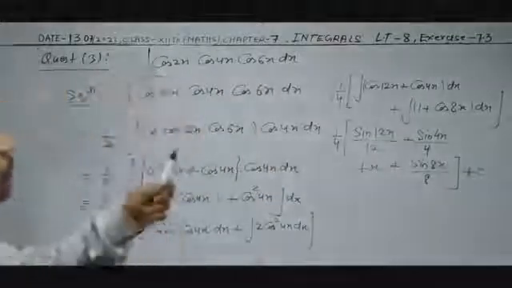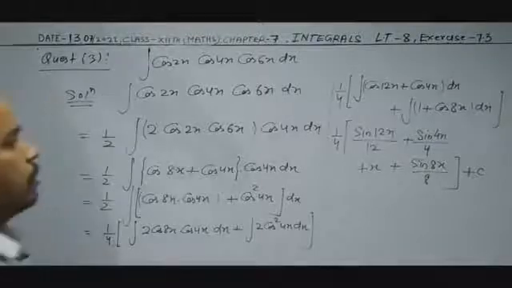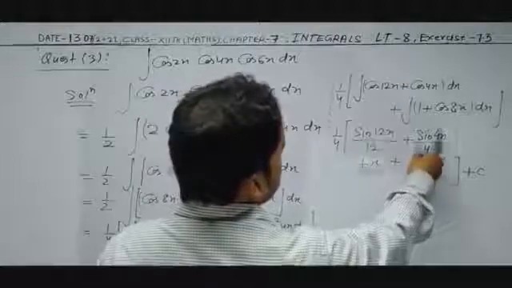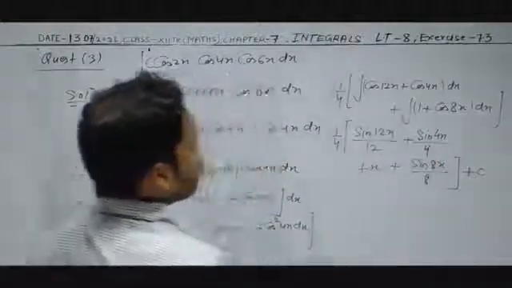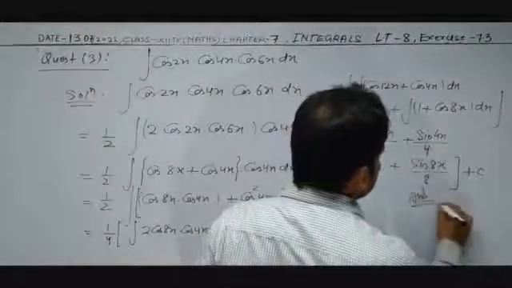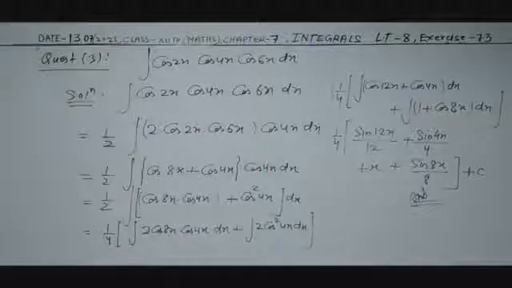Now multiply 1 by 4 into the bracket, so the result will be 1 by 48 sin 12x plus 1 by 16 sin 4x plus x by 4 plus sin 8x by 32. So you can write this as the answer too. So question number 3 is completed.